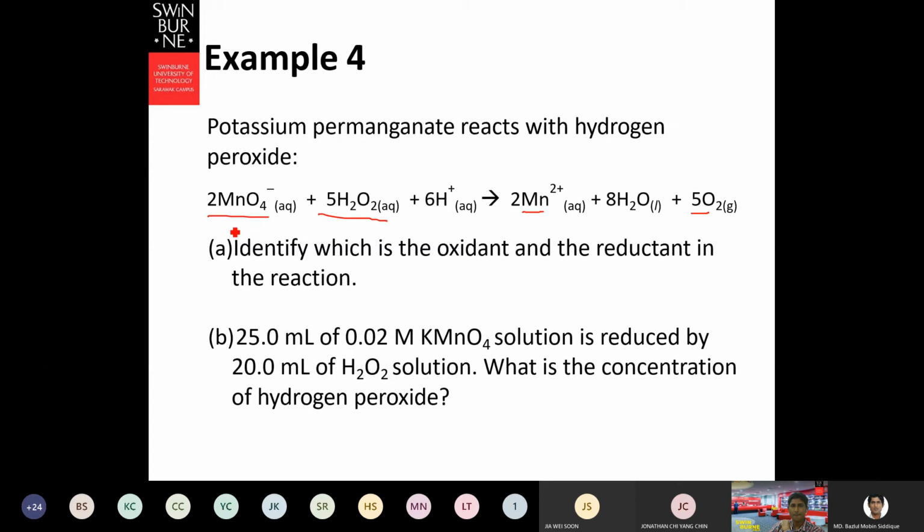Can anybody tell? Which one is the strong oxidizing agent? Hello? Anybody there? MnO4, I think we say. MnO4. Okay.